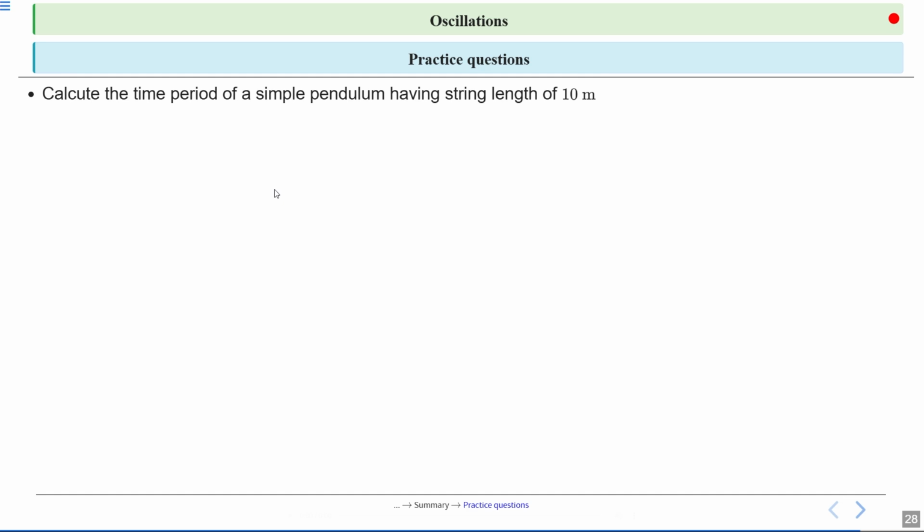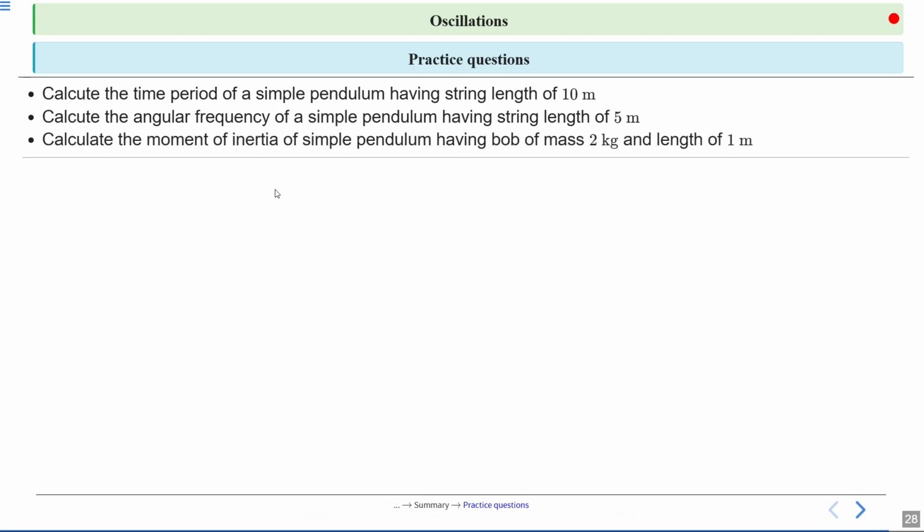Practice questions. First, calculate the time period of a simple pendulum having string length of 10 meter. Second, calculate the angular frequency of a simple pendulum having string length of 5 meter. And last, calculate the moment of inertia of a simple pendulum having bob of mass 2 kg and length of 1 meter.